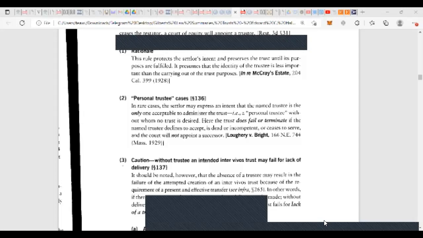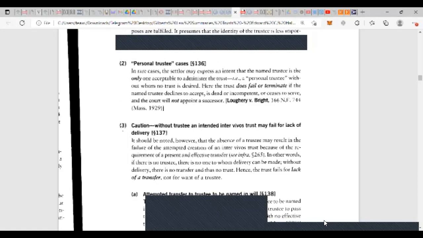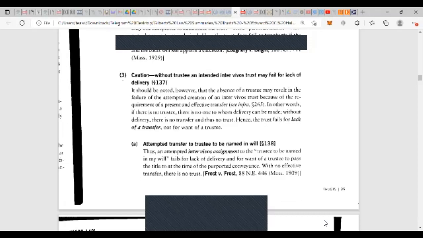Number 2, personal trustee cases, Section 136. In rare cases, the settlor may express an intent that the named trustee is the only one acceptable to administer the trust, i.e. the personal trustee without whom no trust is desired. Here, the trust does fail or terminate if the named trustee declines to accept, is dead or is incompetent, or ceases to serve, and the court will not appoint a successor. Laurie v. Bright, 1929.